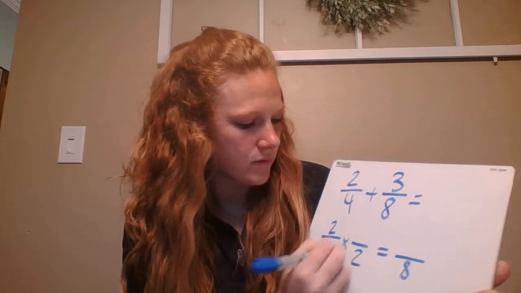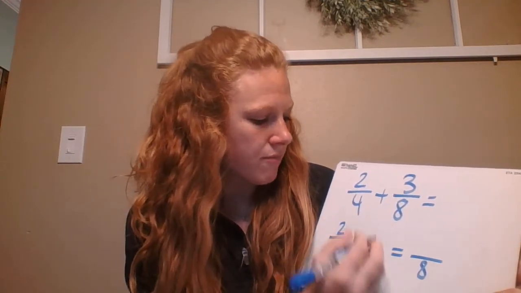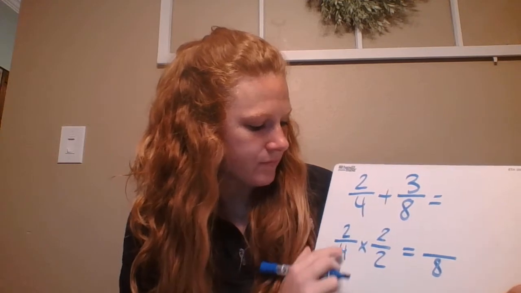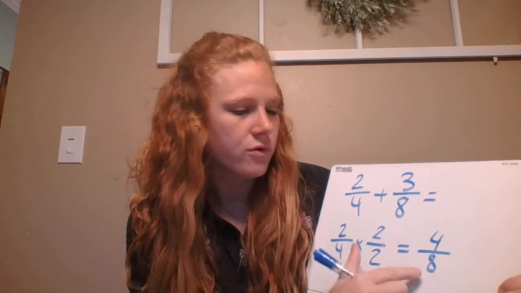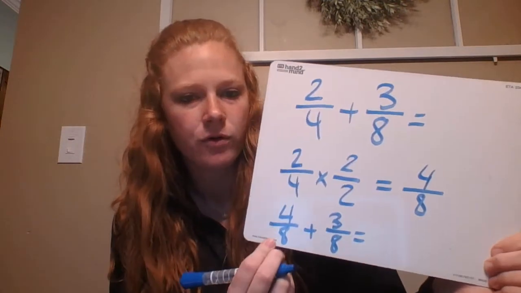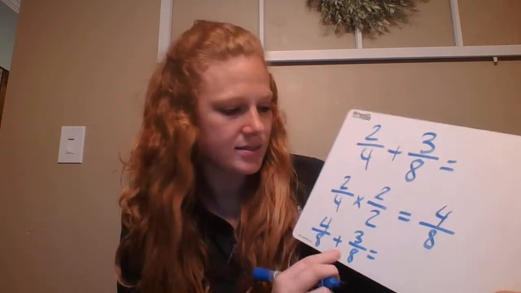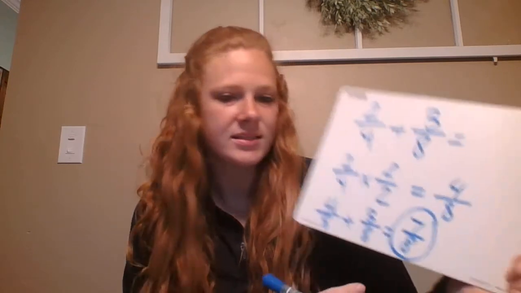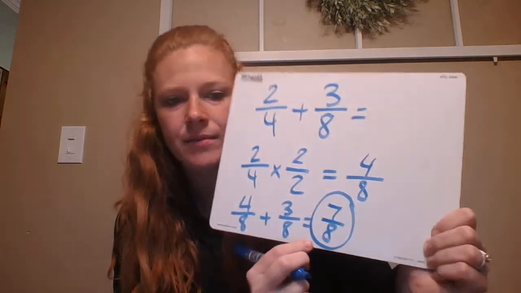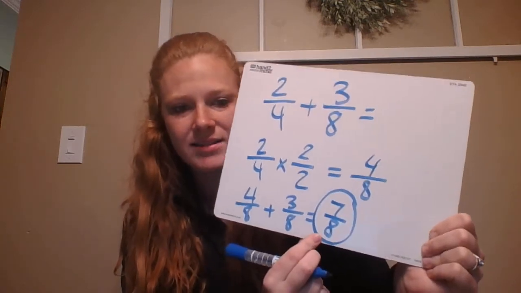So 4 times what equals 8? 4 times 2 equals 8. And if I'm going to do 2 on bottom, I have to do 2 on top as well. So 2 times 2 is 4. So I know that 2/4 is the same as 4/8. 4/8 plus 3/8. Now I can work out my original problem. 4/8 plus 3/8 equals 7/8. And since it's not bigger on top than it is on bottom, my answer stays at 7/8.